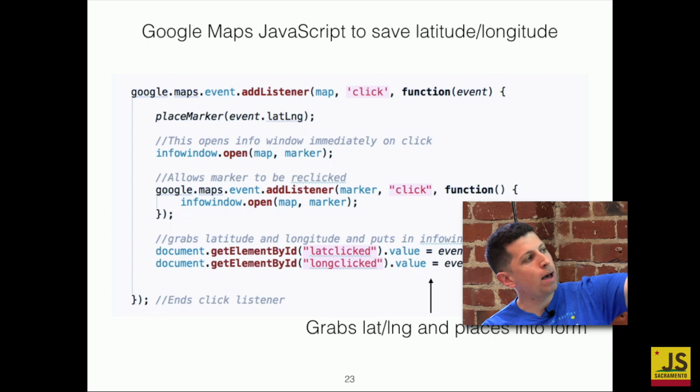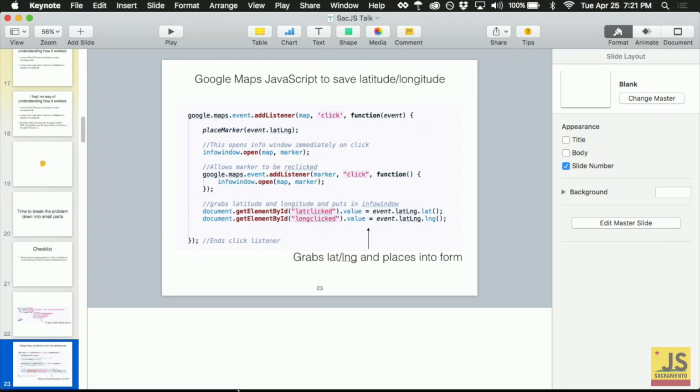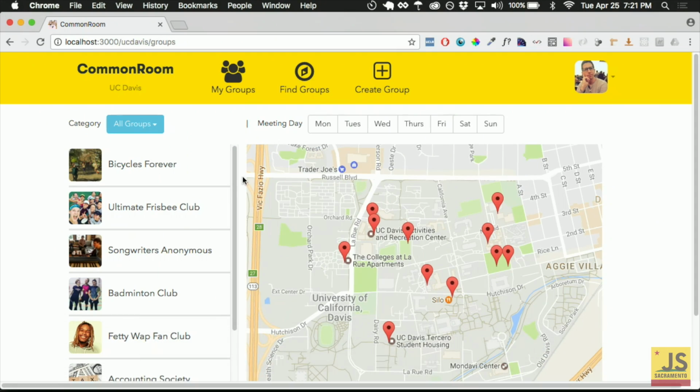Listening for a click event on the map, fetching the latitude and longitude, and then putting that back into where that form is for latitude and longitude. Just to show you what I'm talking about.